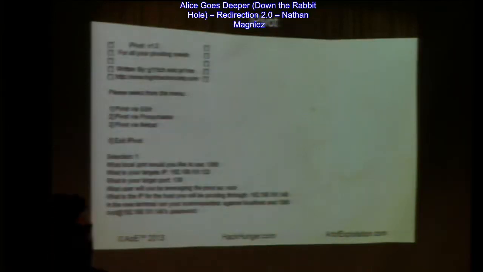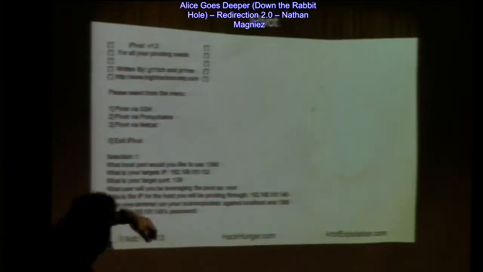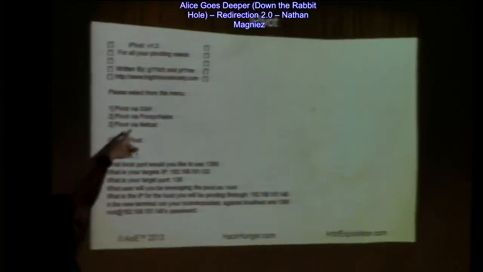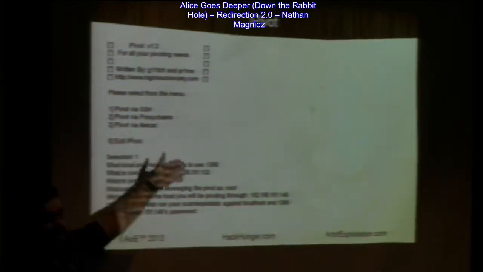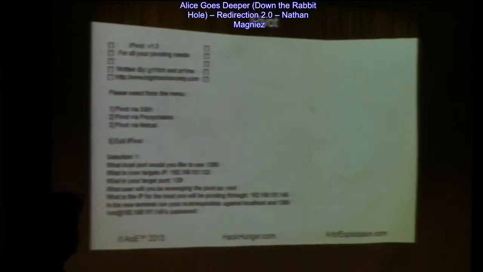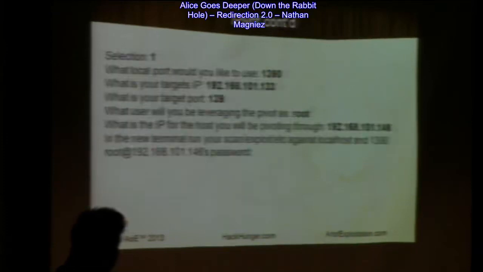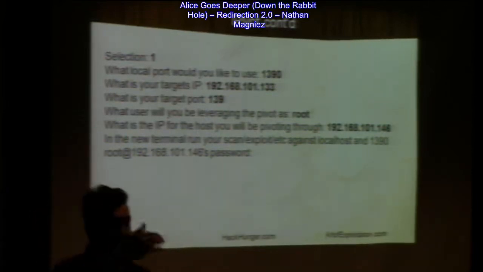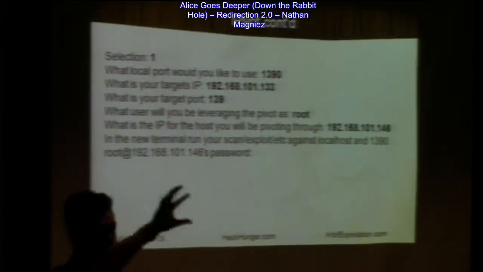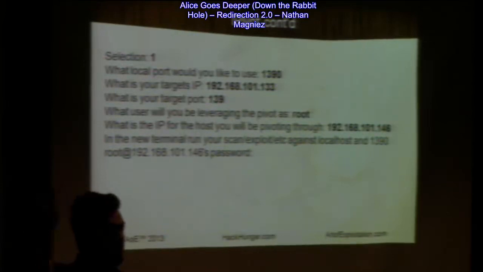And there's also a tool called PipePivot, and it will step you through some of those with a Python script. So here we have pivot via SSH, pivot via proxychains, or pivot via Netcat. We're going to use SSH as an example. So we do selection number 1, and then it steps you through that guided list. You'd have to do this for each machine on that list of 3 that we had before.